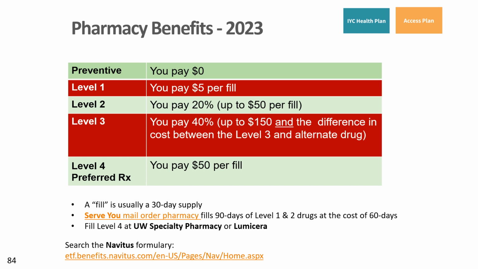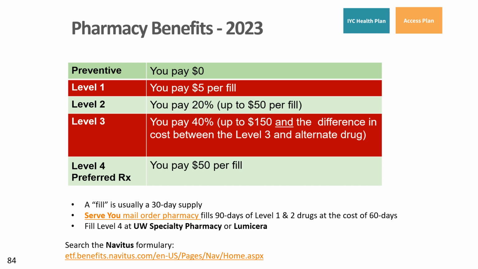Different prescriptions will be listed as a different level on the formulary. Some will be considered preventive. When you fill those at the pharmacy, you pay nothing for them. But when you're filling level 1s through level 4s, there will be a cost to you when you fill that prescription at the pharmacy. Level 1s, you pay $5 per fill.